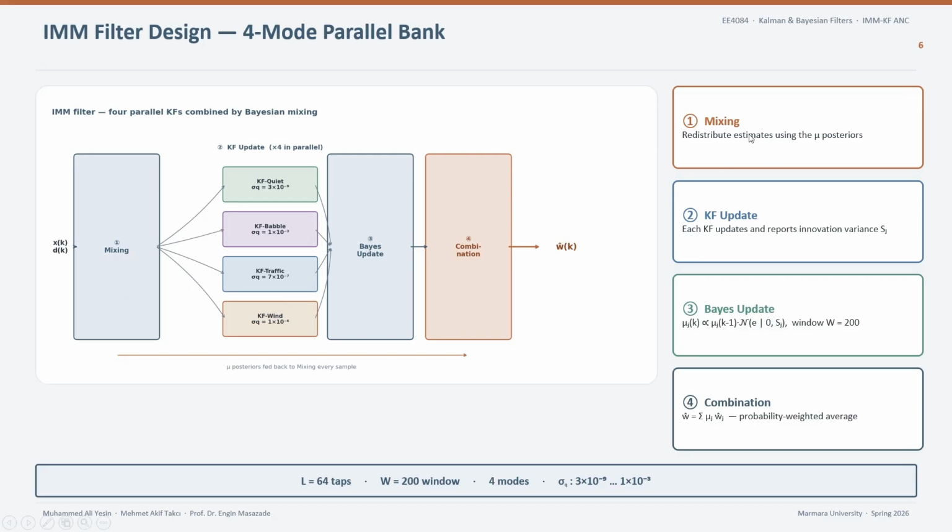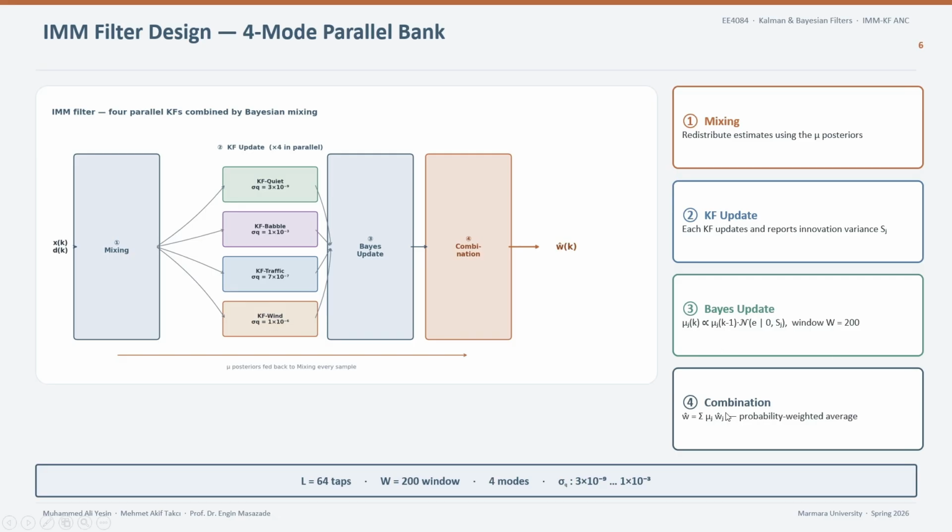Step 1. Mixing. Before each update, we blend the filters' estimates together, weighted by their mode probabilities. Step 2. Kalman update. Each of the 4 filters runs its own update and reports how surprised it was, its innovation variance. Step 3. The Bayesian update. We update each mode probability based on how well it predicted the latest residual over a window of 200 samples. Step 4. Combination.